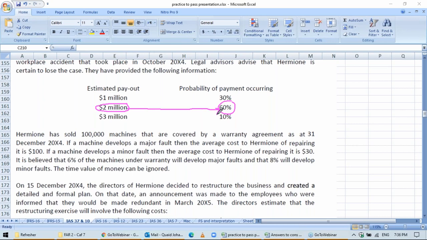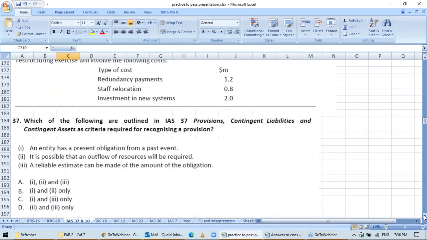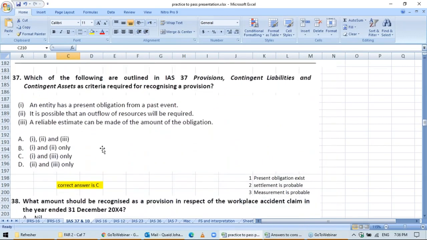So this will be recognized because there's a single obligation. So the correct answer is 2 million in this case. Nothing to do, you just have to select the amount. So very easy one. You didn't have to do a lot of calculations in this. If you get a lot of these type of questions, you can save a lot of time. But things are calculated in the exam. The questions are pitched according to calculations of time as well.